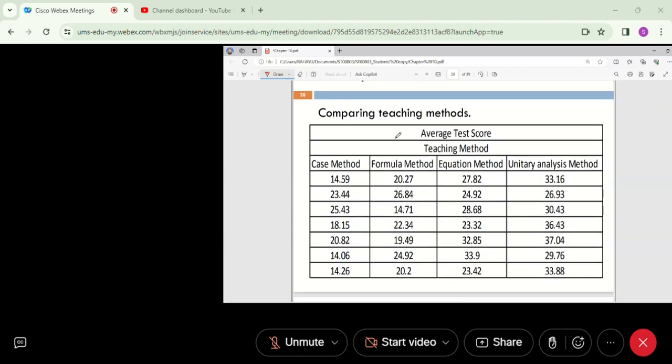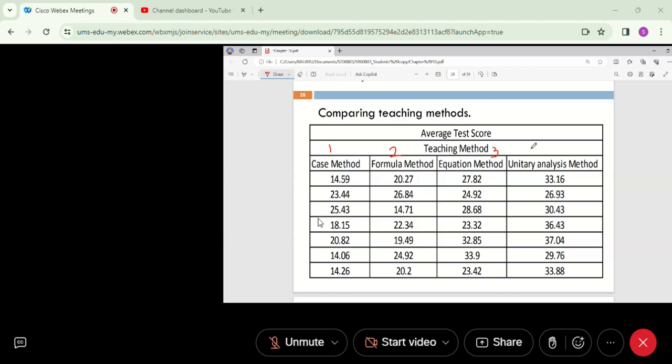So we have 3 teaching methods: formula method, equation method, unitary analysis method. Sorry, we have 4. I forgot about this one. Case method means that you learn by case study. Formula method means that you learn using formula only. Equation means that you use equation. What's the difference between formula and equation? Do not ask, okay?